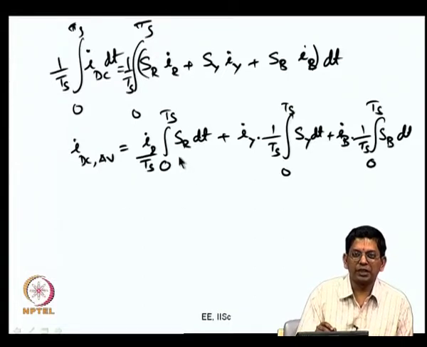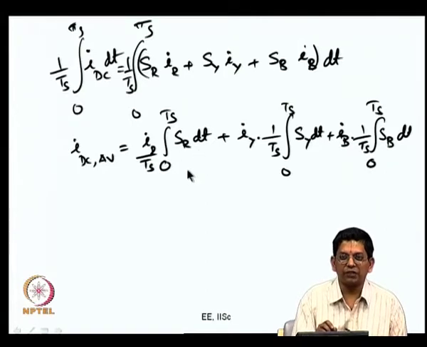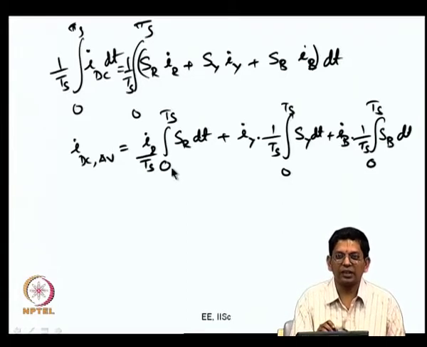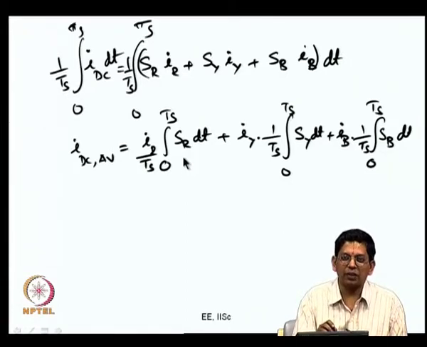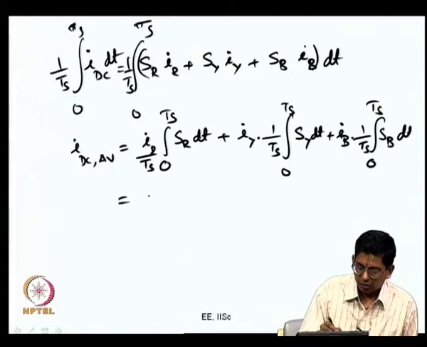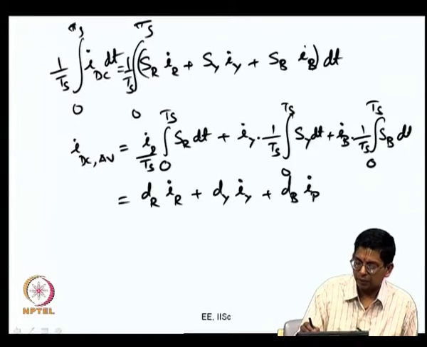This is the switching function, it takes values of 1 and 0. So, when it is 0 the integral is not affected, and only when it is 1 is it affected. So it is going to be 1 for a certain amount of time, and that is really the duty ratio. It is on for a certain duty ratio times Ts. So, this is rewritten as dR IR plus dY IY plus dB IB.